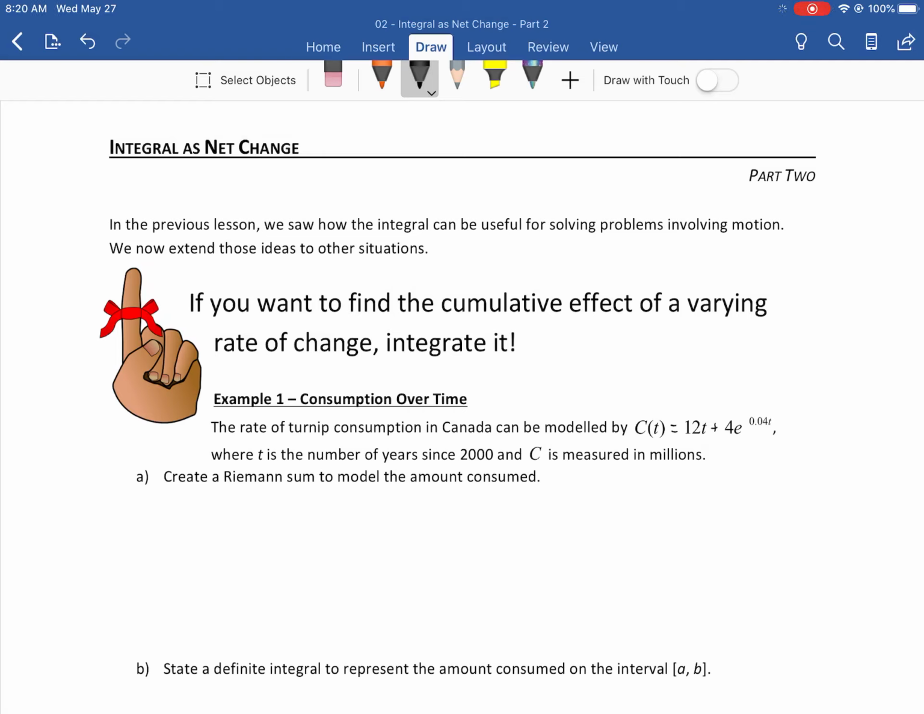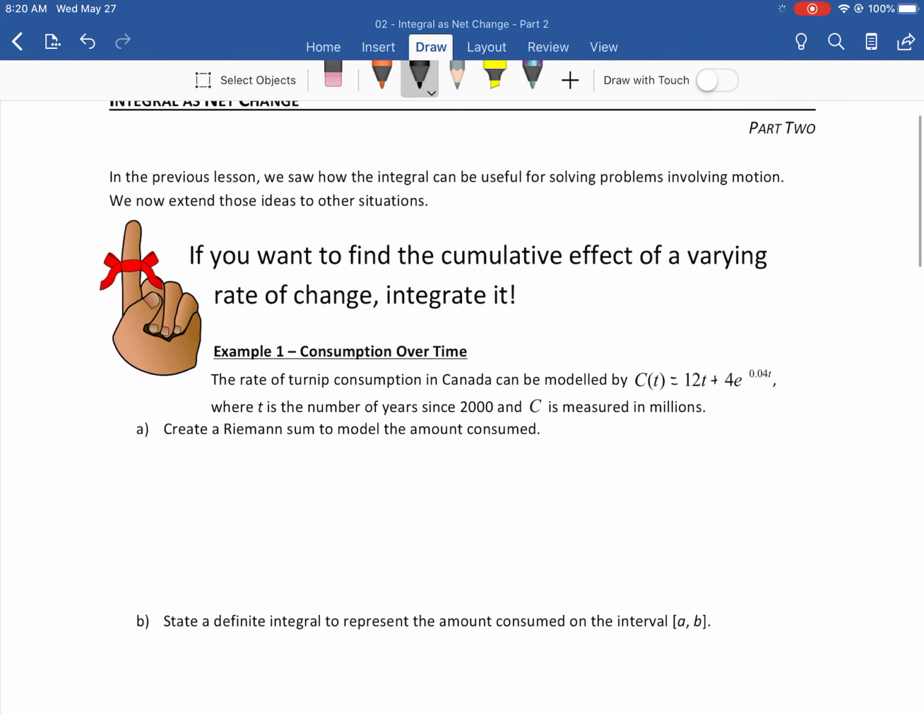Okay, today's lesson, integrals as net change, part 2. So just another example of the stuff we were looking at last day. In the previous lesson, we saw the integral can be useful for solving problems involving motion. We now extend those ideas to other situations.